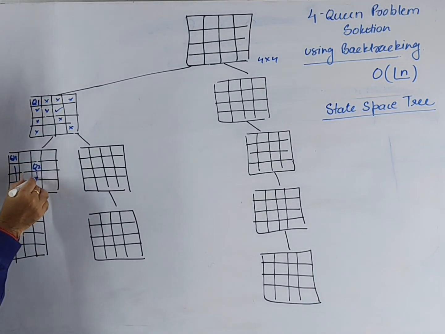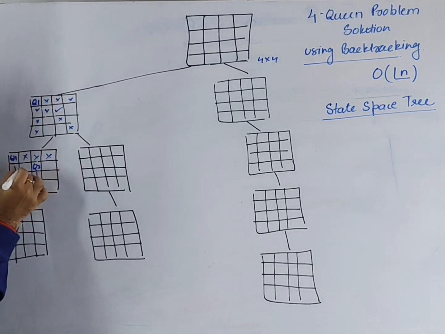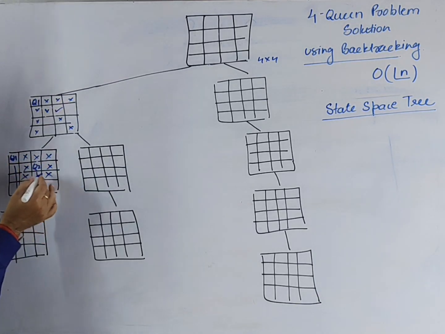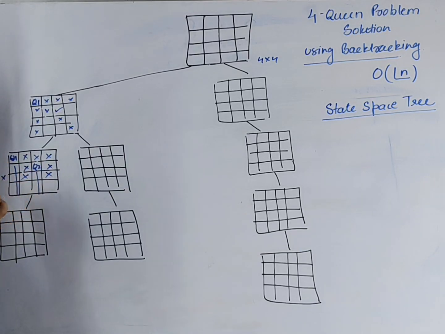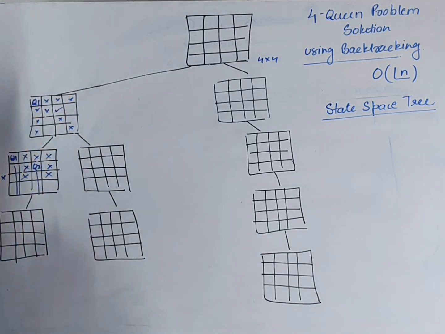The second column is also now blocked. Now you can see in the third row, we will not be able to put it here, neither will we be able to put it here in the next row. So we have to backtrack from there, because now all these places are blocked due to diagonal, and in this row now we will not be able to put any queen. So from here we will backtrack.